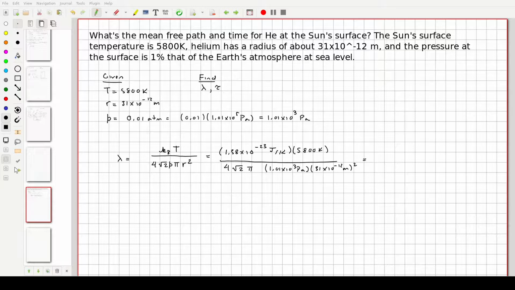And then times 1.01 times 10 to the third. And then I have to multiply that by 31 times 10 to the minus 12th. And then I got to square that.